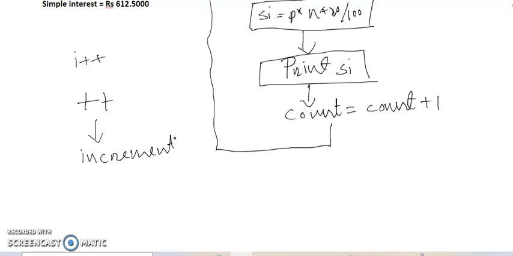Similarly minus minus, you can see minus minus is also available. This is the decrement operator. Okay, plus plus means increment and minus minus is the decrement operator.